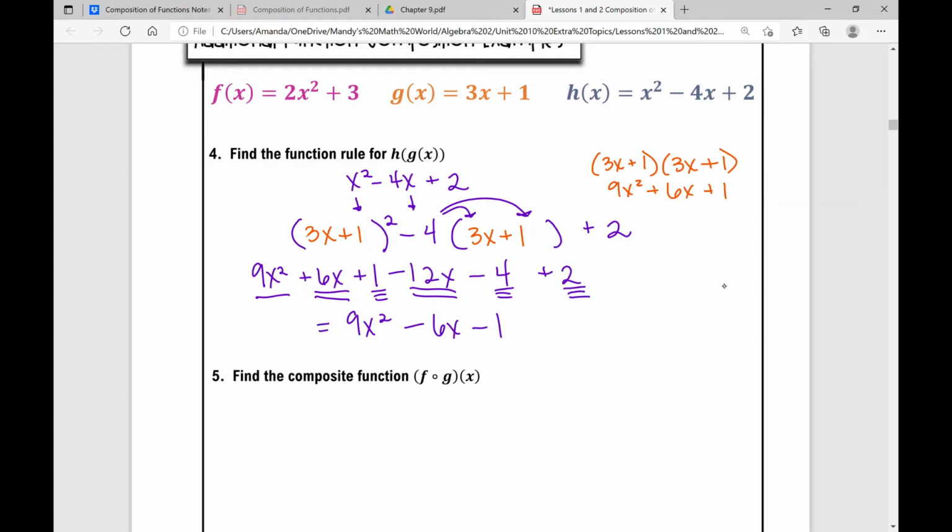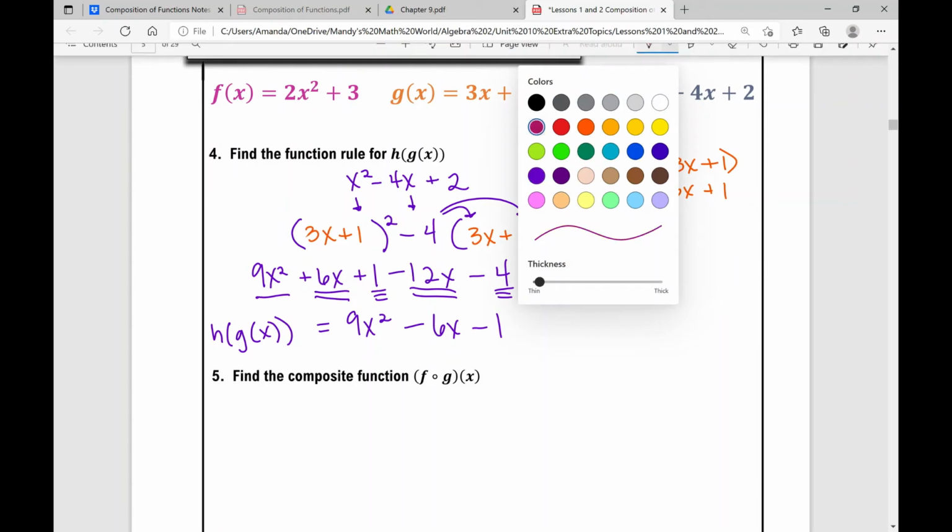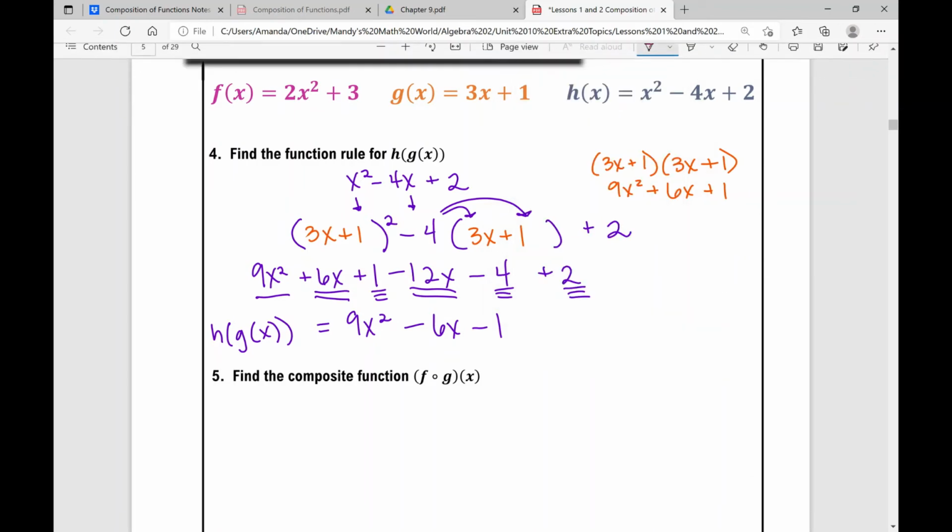And that is the function h of g of x. That's the composed function, h of g of x. And there's the function. Let's move on to example number 5. And again, this is written a different way, but it means the same thing, right? F of g of x. And if you want to, if that helps you, go ahead and write that down. F of g of x.